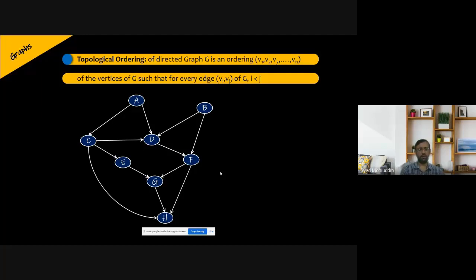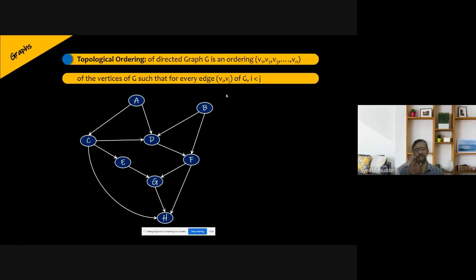What topological ordering or topological sort says is that, for a directed graph, there is an ordering of vertices like V1, V2, V3, till n number of vertices, such that for every edge (Vi, Vj), where Vi is one vertex and Vj is another vertex, the vertex i should be less than vertex j. Vertex i should come before vertex j.